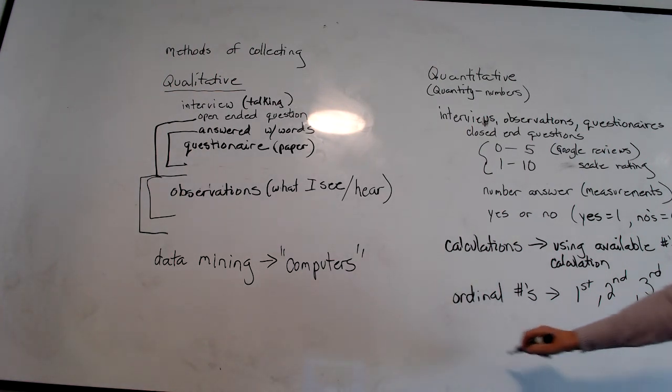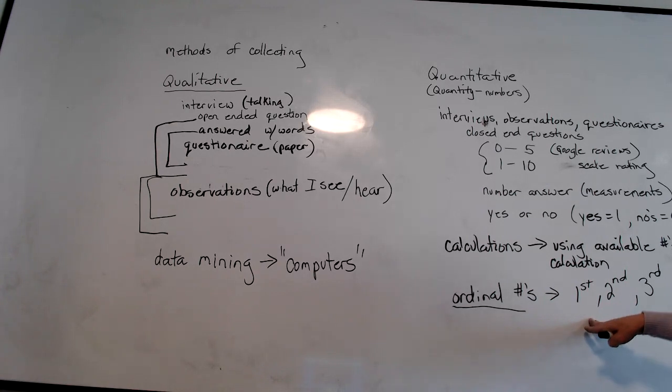Okay, but ordinal numbers, they don't include negatives, they don't include decimals. You cannot be in 1.5th place. That doesn't work. Okay, so just think of them as 1, 2, 3. It's the counting numbers, but they're more specific.